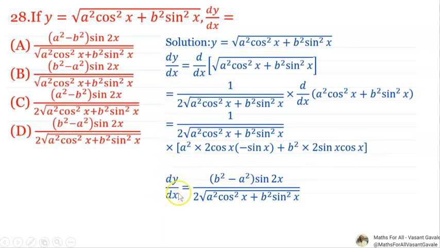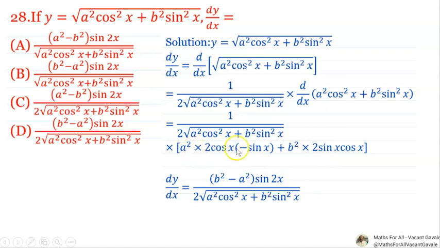Therefore dy by dx is equal to, हे डिनोमिनेटरला किती असणार आहे? 2 square root of a square cos square x plus b square sin square x. आणि या दोघातनं आपल्याला इथे किती येणार? That is a square minus 2 sin x into cos x, आणि इथे plus b square 2 sin x into cos x. That is, we will take 2 sin x into cos x and that is nothing but sin of 2x.